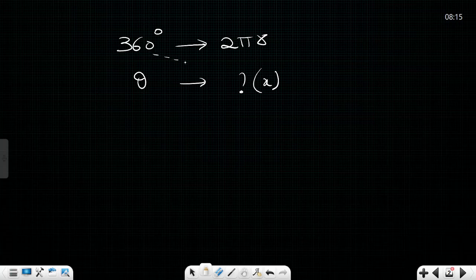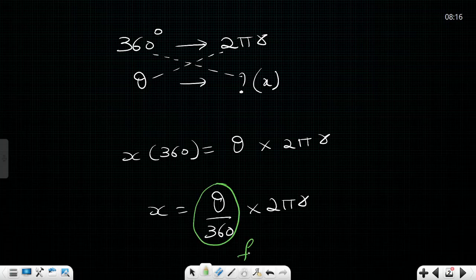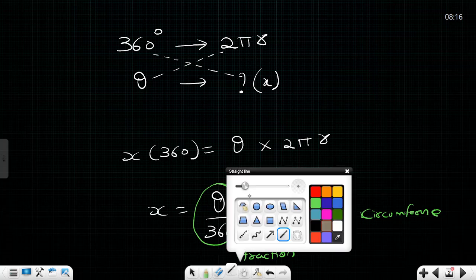So whenever this kind of case comes, we do cross multiplication. X into 360 is equal to theta into 2 pi r. We need x value. Therefore, x equal to theta by 360 into 2 pi r. Very simple to remember this formula. Theta by 360 gives you fraction and 2 pi r is total circumference. So your formula is nothing but the arc length is equal to some fraction of the total circumference. That's it. You can easily remember now.